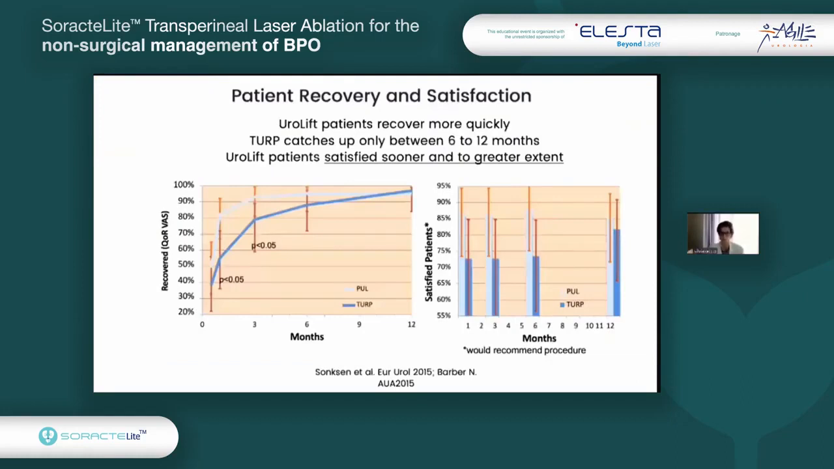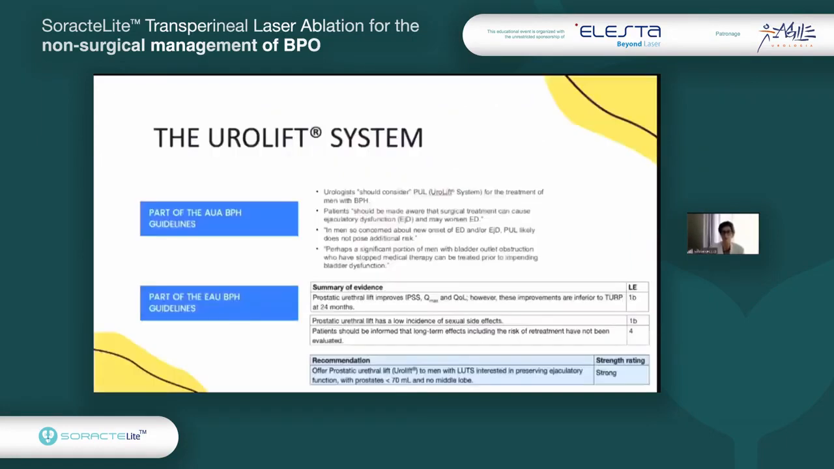It's interesting to underline that Urolift patients are satisfied sooner and to a greater extent compared to TURP patients, even though their IPSS improvement is not as high as with TURP, and neither is the Qmax. Maybe it's because, if we have selected the patient well and the patient can still ejaculate after the procedure, he is happy and really satisfied.